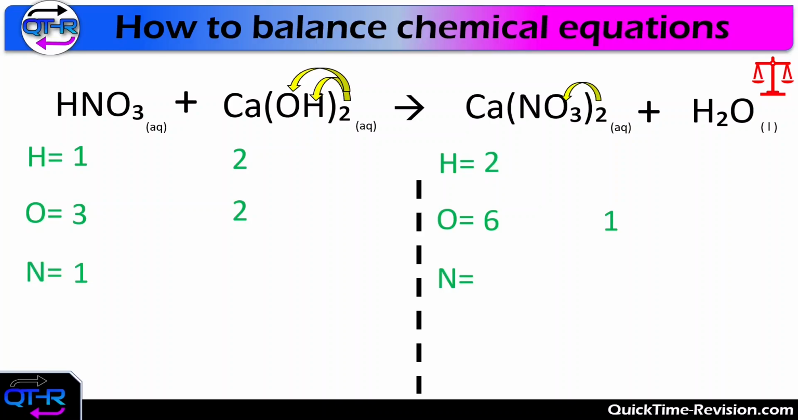Nitrogens, we have 1, and we have 2 on this side, because it is being multiplied by the 2 outside the brackets. Calciums, we're going to have 1, and then we're going to have 1. The 2 outside the brackets doesn't apply to the calcium because calcium is not inside the bracket itself.